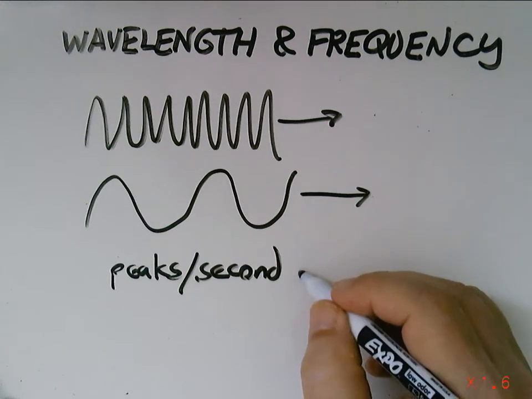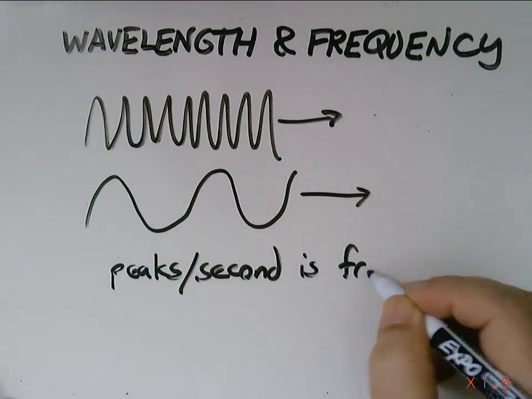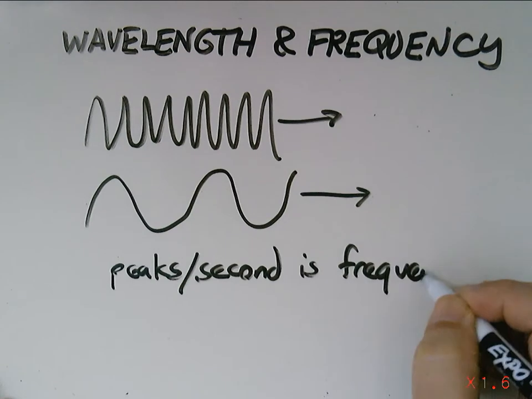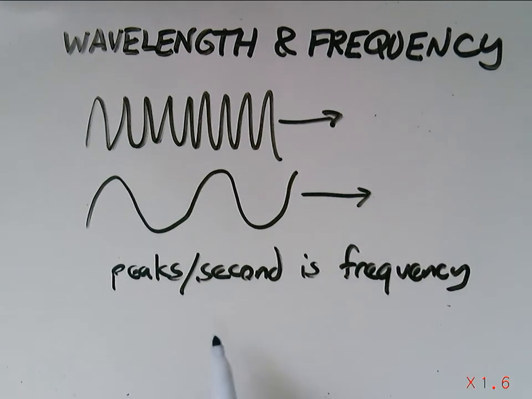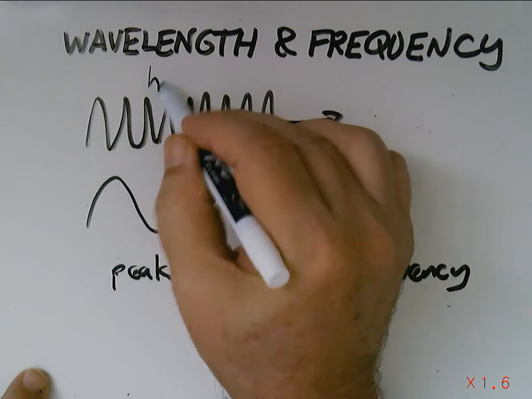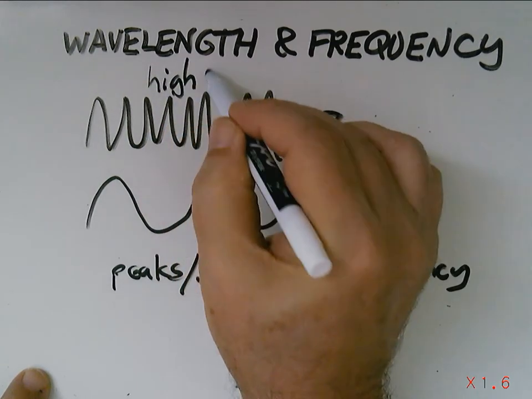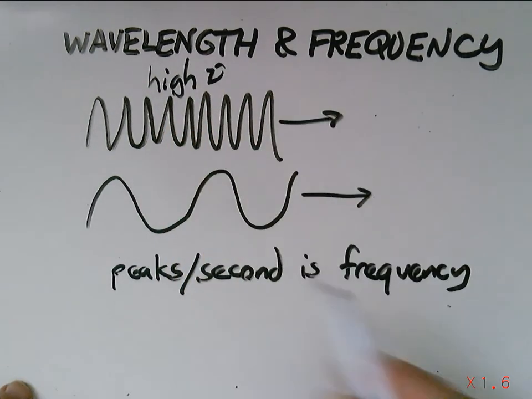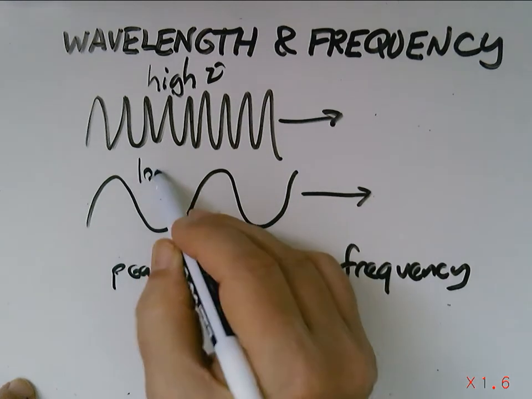Peaks per second is frequency. Instead of peaks per second, you can say cycles per second if you like, a complete cycle being a peak and a trough going by. Same thing. Peaks per second or cycles per second, same thing. Now, this one would be a high frequency. And I'm going to write a little symbol here. And this one would be a low frequency.